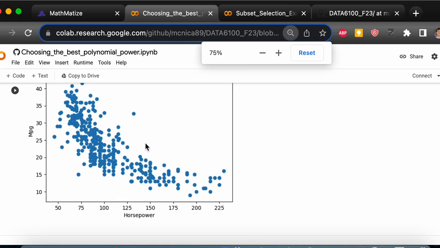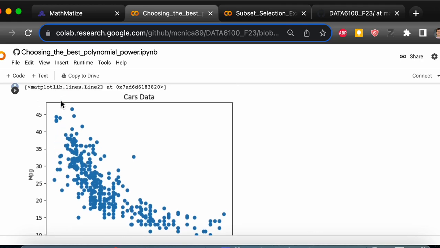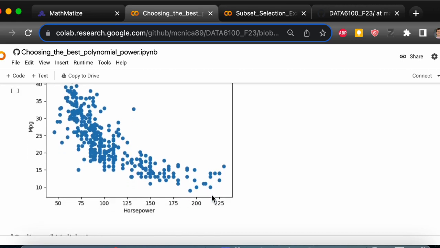I have the horsepower of a car, and then I have the miles per gallon. So the more horsepower you have, it's a very beefy car, it can go really fast. Sometimes the fewer miles per gallon you have. And so there's some pattern like this. And our job is to make a model that predicts the miles per gallon as a function of horsepower. So that's the data, the auto data set.